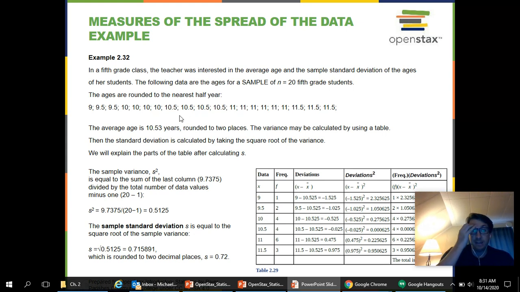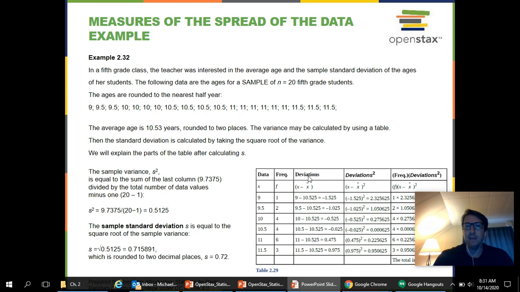The first thing you need to do is calculate the average. Luckily, our programs will calculate all of this for us, so we really don't need to get too bogged down with making all of this. We're not going to slog through that at all, but it's good to see where it comes from. So the average age is 10.53.